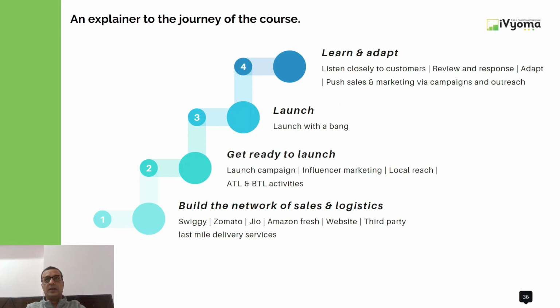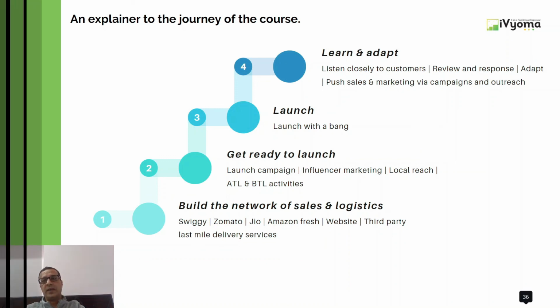adapt. There is no perfect business model in the world. There is no guarantee that what you think is good food will also be accepted as good food by the customers. So you need to learn and adapt basis the feedback received from the customers once you start, and you need to listen closely to the customers, to their reviews, and then you need to respond to them. You need to adapt your pricing, portions, packaging, whatever comes out of the feedback, and then you need to push sales and marketing via campaigns and outreach.